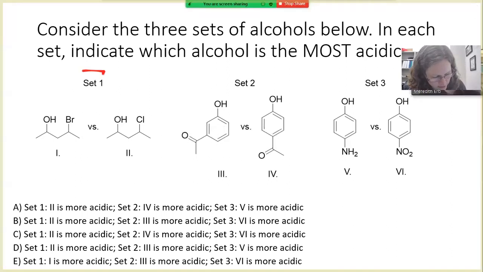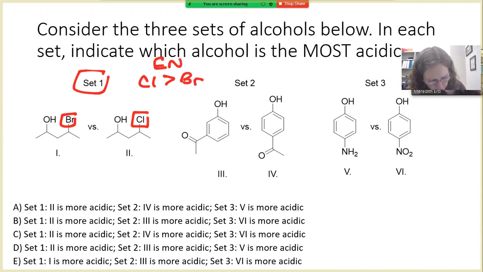All right, so for set number 1, we have a bromine and we have a chlorine. And the key difference here is basically going to be which one is more electronegative. So if we think about the periodic table, chlorine is more electronegative than bromine. Okay, and so why is that important? If we think back to CARIO, a conjugate base is going to be stabilized by a very electronegative atom.